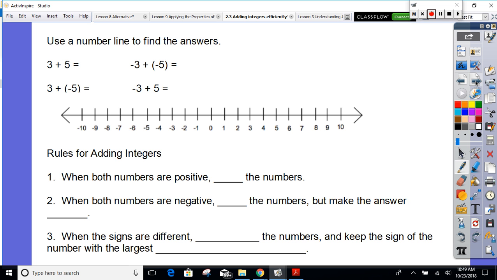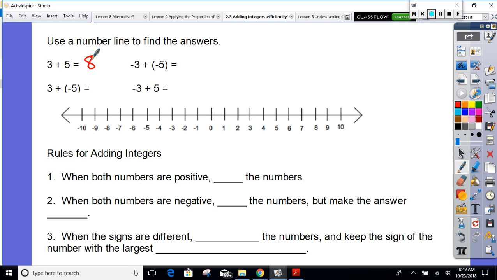Sophie? Yeah, they all have 3s and 5s. So they all have the same absolute values of 3 and 5. So if we do 3 plus 5 on the number line, Carlton, what's 3 plus 5? You probably don't need the number line for this. 8. 3 plus 5 is 8. So let's put 8. How about negative 3 plus negative 5?